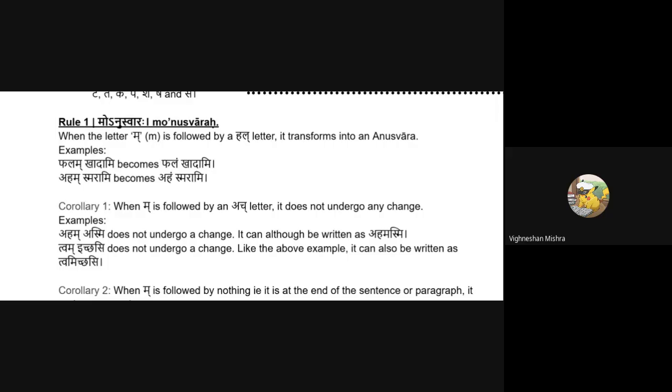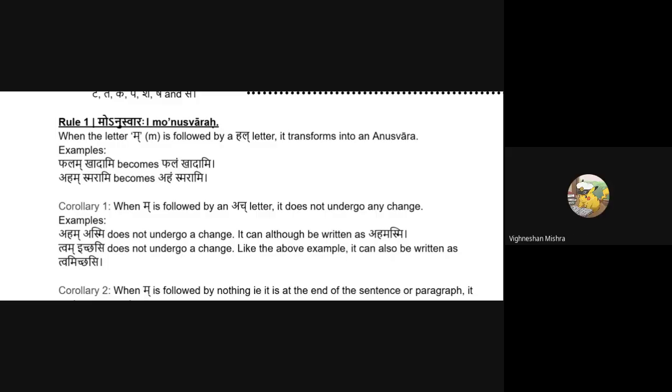For example, phalam khadami. What does it mean? Can any of you guess? Phalam khadami, phalam bhakshayami. Any guesses what it would mean? Eating fruits. Yeah, I eat fruits more like. Okay, because it ends in ami.